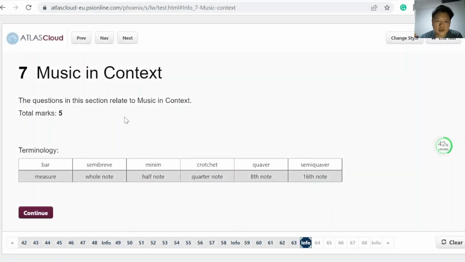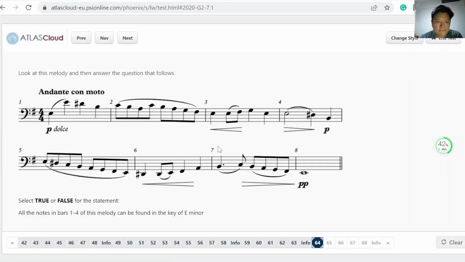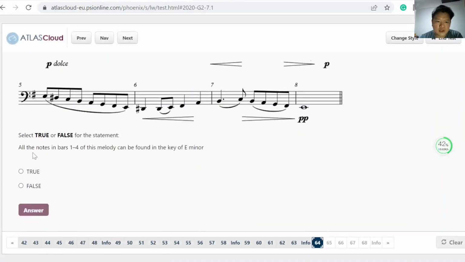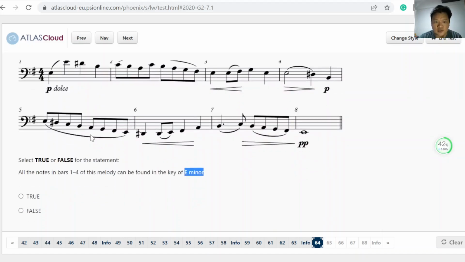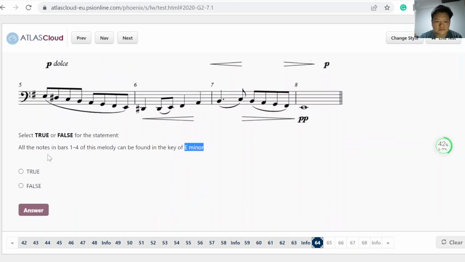Next one, music in context is a general question here. Question 64. First, all the notes in bar 1 to 4 of this melody can be found in the key of E minor. Yes or no? Okay, we need to know what E minor stands for. E minor has 2 sharps, right? One is the F sharp, the second one is the D sharp. So look here, that's a D sharp. Yes. Okay, any F sharp? Yes, the key signature has an F sharp, so it's true.